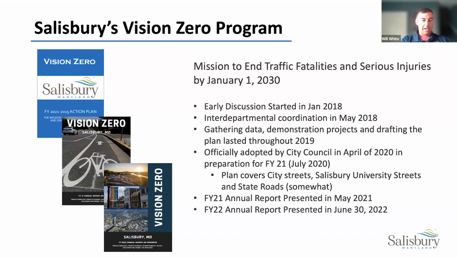We are required by our plan and by the resolution that established Vision Zero city policy to submit an annual report every year, which keeps us on track and keeps us accountable to everyone. That has to happen by July 1 each year. We've submitted 2 of them, and we're about to submit our 3rd in about 2 weeks. So next slide, please.